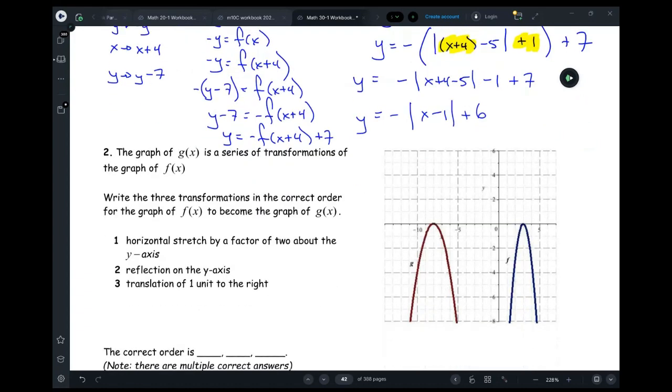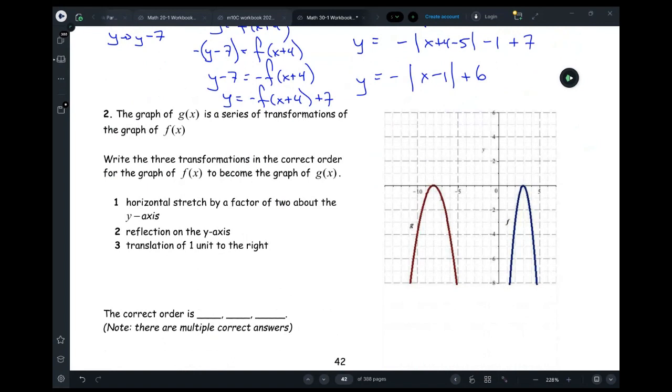Now let's take a look at this next question here. The graph of g of x and f of x are drawn on the graph here. What we want to do is write 3 transformations in the correct order for the graph f of x to become g of x. Now, I know that order really should typically be stretches, reflections, and translations. So what I've got here is a horizontal stretch by a factor of 2, a reflection in the y-axis, and a translation. Well, that looks to me like it's in the right order. So let's apply that. A horizontal stretch by a factor of 2 about the y-axis to f.